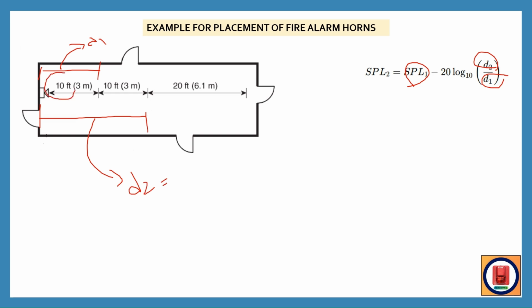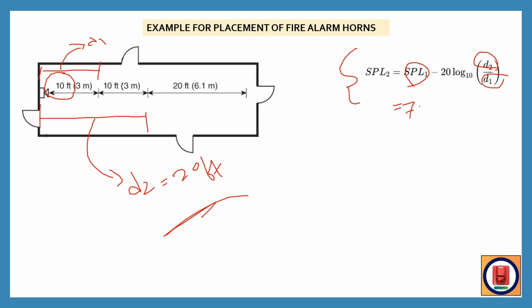So here it is shown 10 feet on your left hand side. We need to add 10 more feet, then it will become 20 feet. So D2 will become 20 feet, 10 plus 10 will be 20. Okay, now we are going to place all the values in this formula.